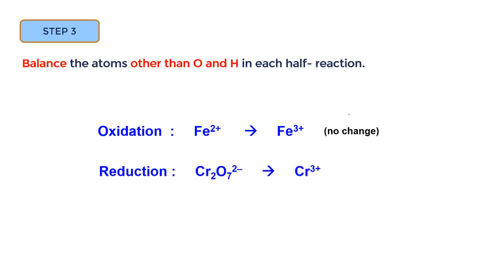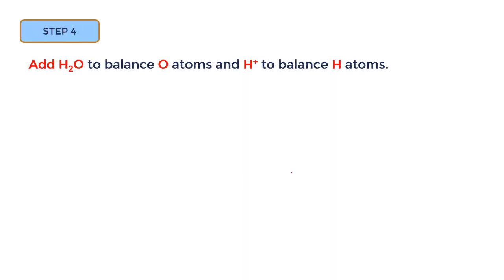But for reduction half equation, at the left side, we have 2 chromium atoms. But at the right side, only 1 chromium atoms present. Okay, so I need to put 2 mole of chromium ion 3 plus at the right side. Okay, next. Step number 4. Add water to balance oxygen atoms and hydrogen ion to balance hydrogen atoms.